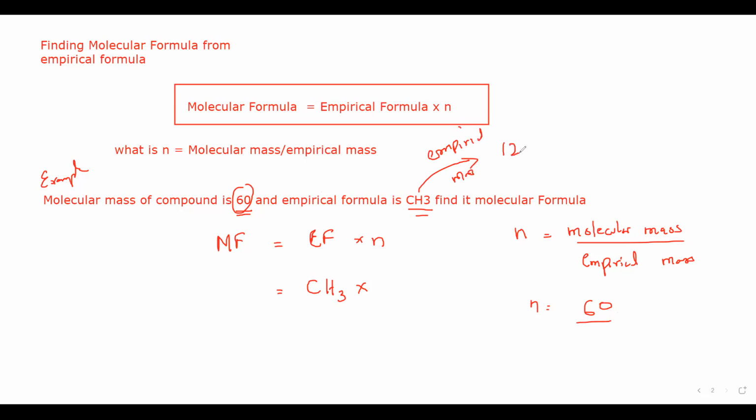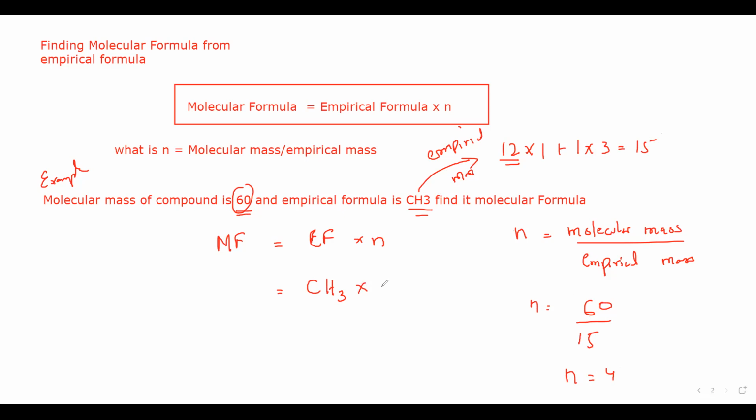Carbon is 12 multiplied by 1 because one carbon is there, plus hydrogen is 1 multiplied by 3, because there are 3 hydrogen and each has a mass of 1. So the total will be 15. So the empirical mass is 15, so it will be 60 divided by 15. That's equal to 4. So the value of n here is 4.